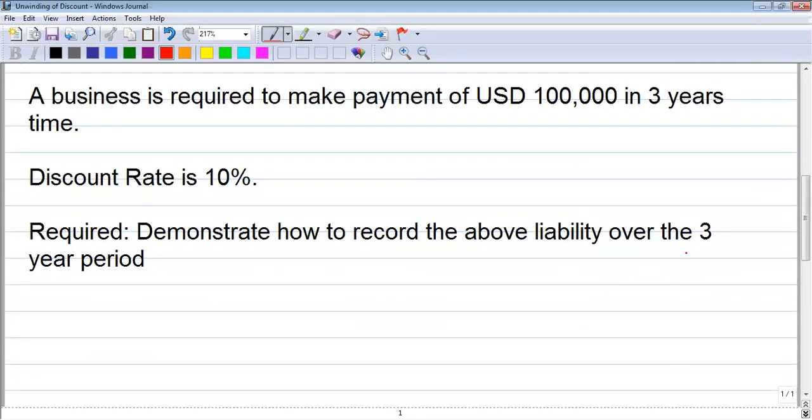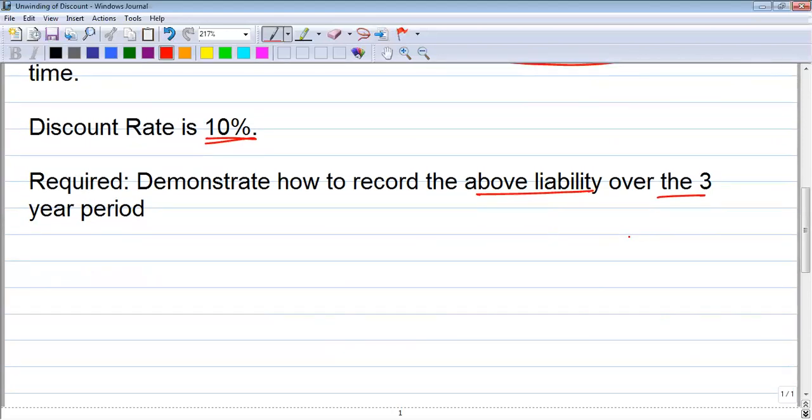So I've taken this example. This is a very simple example through which I'm going to explain the concept of this discounting and unwinding of discount. The requirement says that a business is required to make a payment of 100,000 USD in 3 years' time. The relevant discount rate is 10%, and you're required to demonstrate how the above liability is going to be recognized over the 3-year period.